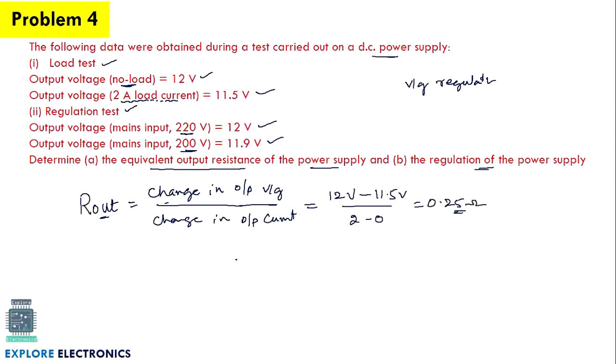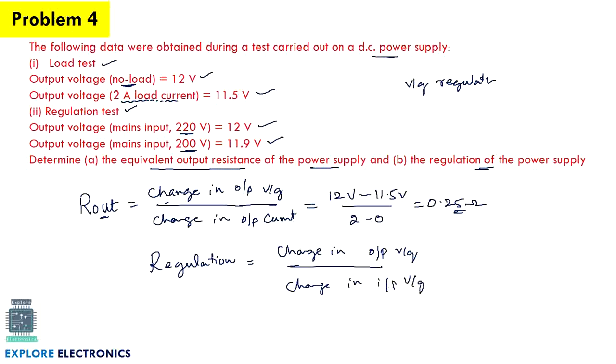And we need to calculate the percentage of regulation or the regulation of the power supply they have asked. You know the expression for regulation also. Regulation is expressed as change in output voltage to change in input voltage. This is voltage to voltage. Into 100 if you do, this is the percentage.